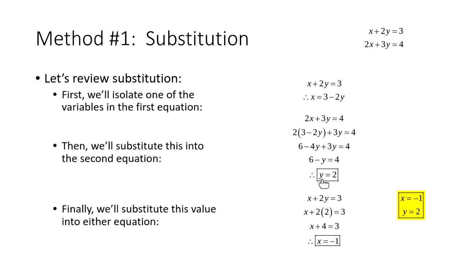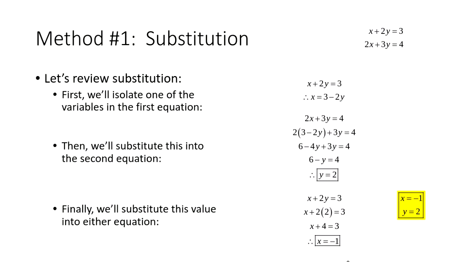And once I get y equals 2, I can take that and plug it into really either equation and get x equals minus 1. And so here you go. Here's those magic values of x and y. x equals minus 1 and y equals minus 2. If you take those values and plug them into either equation, you'll find that it works. And that's your first method.